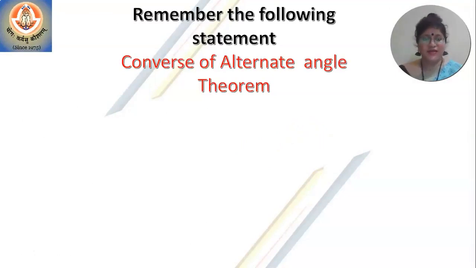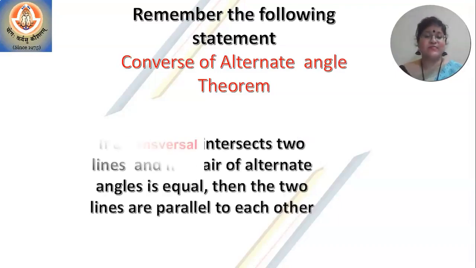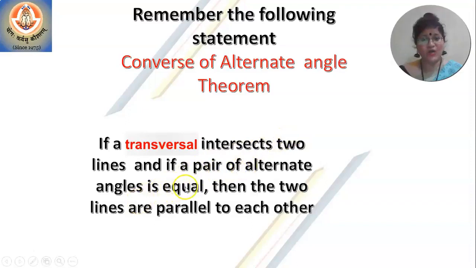There will be a transversal and there will be two lines. Children, the lines are not yet parallel. You have to prove them parallel. So what will be the statement? If a transversal intersects two lines and if a pair of alternate angles are congruent, then the lines are parallel. So look at the statement. If a transversal intersects two lines and if a pair of alternate angles is equal, then the two lines are parallel to each other. Let us learn how to prove this statement.